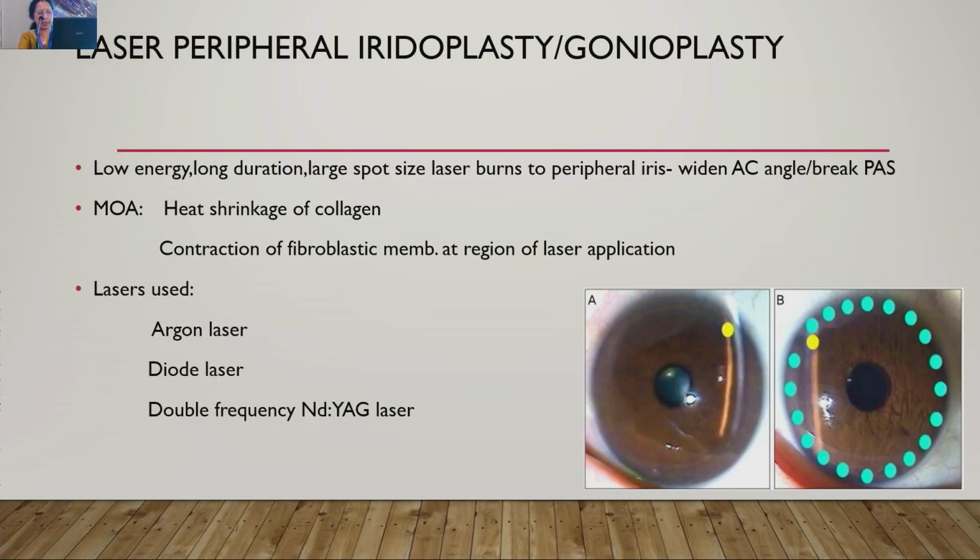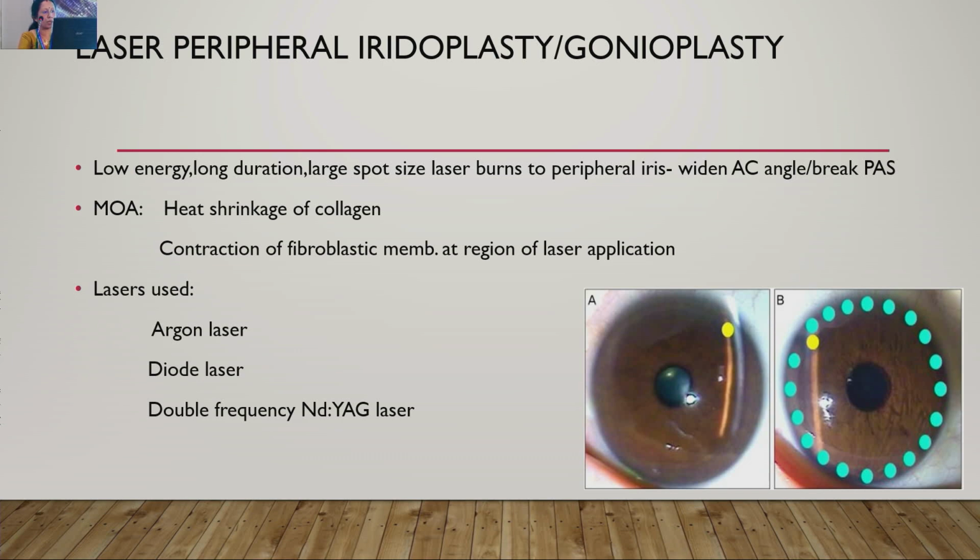Now, the next procedure is laser peripheral iridoplasty, where low energy, low duration, larger spot size burns are given to the peripheral iris to widen the angle and to break the peripheral anterior synechiae. It acts by heat shrinkage of the collagen and also contraction of the fibroblastic membrane at the region of laser application.